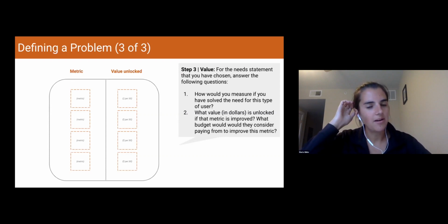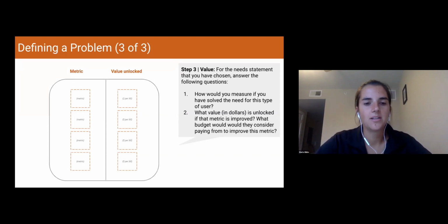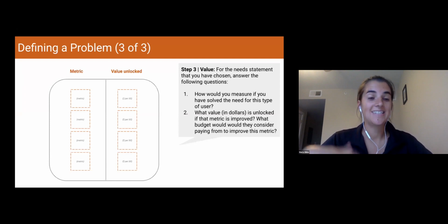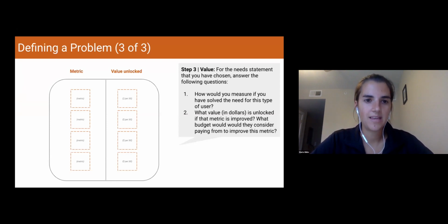And then you're going to think about how much value is being unlocked if I am able to solve that. So this is literally a dollar amount that we're trying to get to in the value unlocked. And so some questions to ask as you're thinking about what value is being unlocked. One thing you can ask is, like, how much money are you saving somebody if you move that metric? Another question is, like, how much do they stand to gain by you moving that metric?